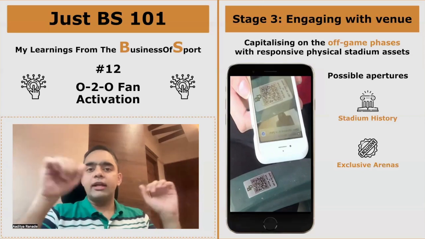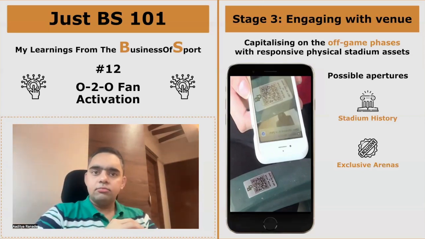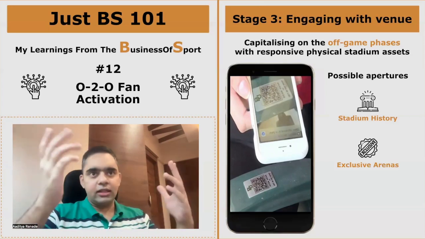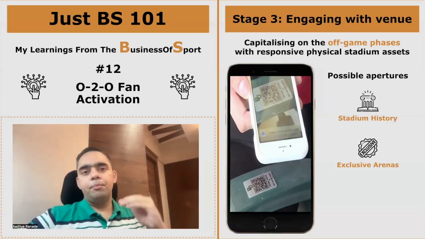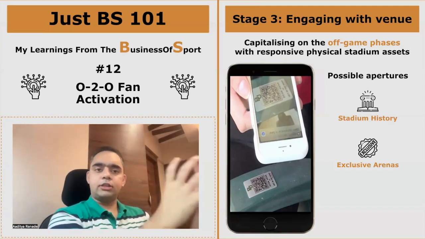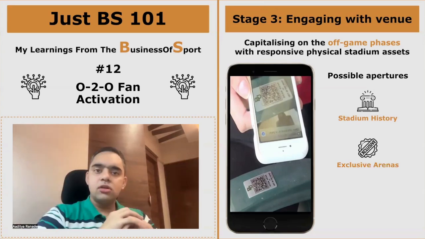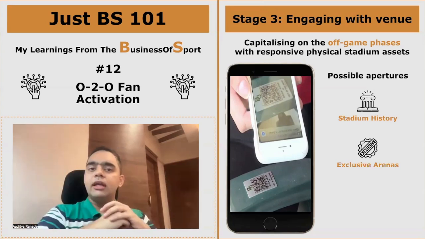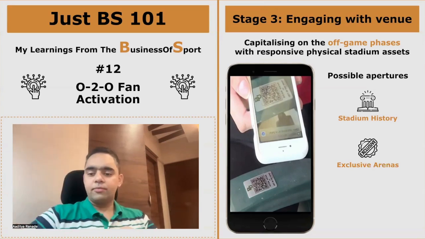Second, exclusive arenas. This is something that sports teams particularly have been trying out for, let's say, the past few years now, where for a certain section of, say, your premium member fans, you have allocated a certain area in the stadium exclusively for them. How do you manage access or entry into these specific locations within the arena? You do that through a mobile app based verification experience.